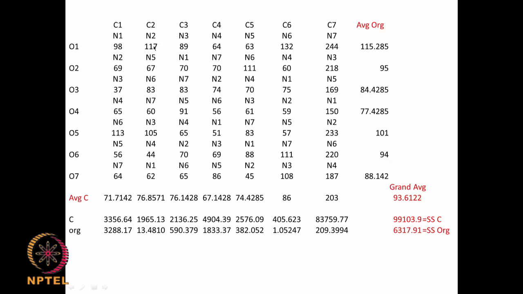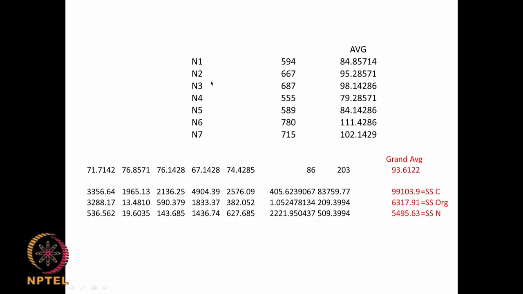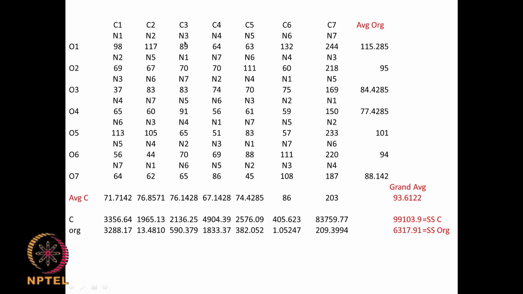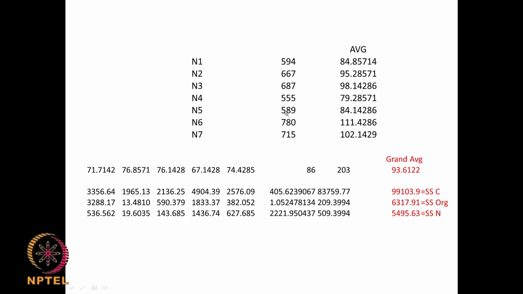Then nitrogen 2 here, here, here, here, here, here, here, add up all these, divide by 7. Okay, nitrogen 3, so we have here, here, here, here, here, here and here, divide by 7, nitrogen 3. Like that we can do for all the nitrogen. So we will get 7 different nitrogen averages.